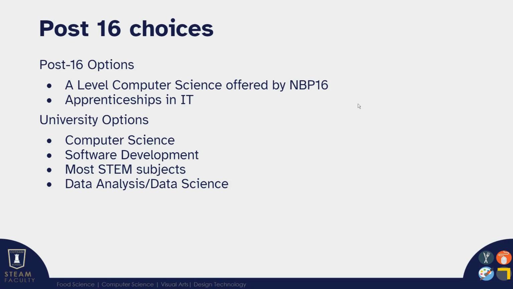Post-16 choices, so when you finish your GCSE, A-level computer science is offered by the North Bristol Post-16 Centre, and we would very much encourage you, if you've enjoyed it at GCSE, to pursue it at A-level. There are also apprenticeships in IT that computer science sets you up well for. University options, so once you've finished that post-16 qualification, if you want to look at university, there are many subjects you can look at: computer science, software development, software engineering. Most STEM subjects will find it very useful if you have a background in computer science, so that you can engage with the programming aspects of those courses, and then data analysis and data science.